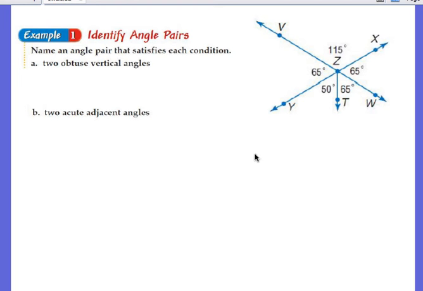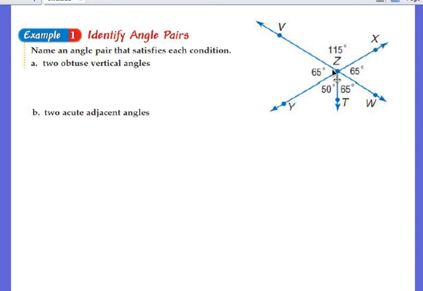Alright, in this video we're just going to talk about the examples. Example 1, two obtuse vertical angles. Obtuse means they got to be more than 90. So we're basically talking about VZX. There's no other ones here, but if I added 50 and 65, I should also get 115, which is YZW.